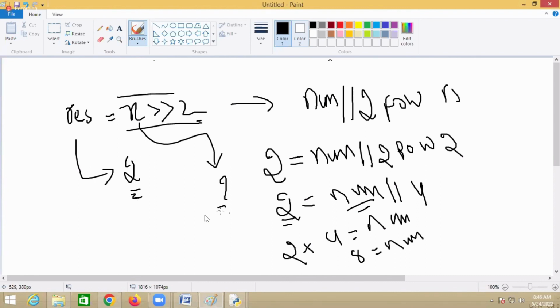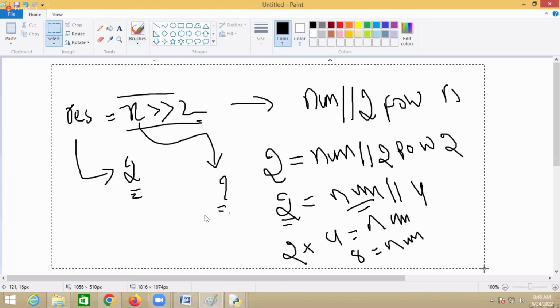The result of this expression is 2, then what is the value of x? Apply the formula: number divided by 2 to the power of n. 2 equals number divided by 2 to the power of 2, and 2 equals number divided by 4. Here it is division, so multiplying, 2 into 4 equals number. You can do that also. This is just to remember.